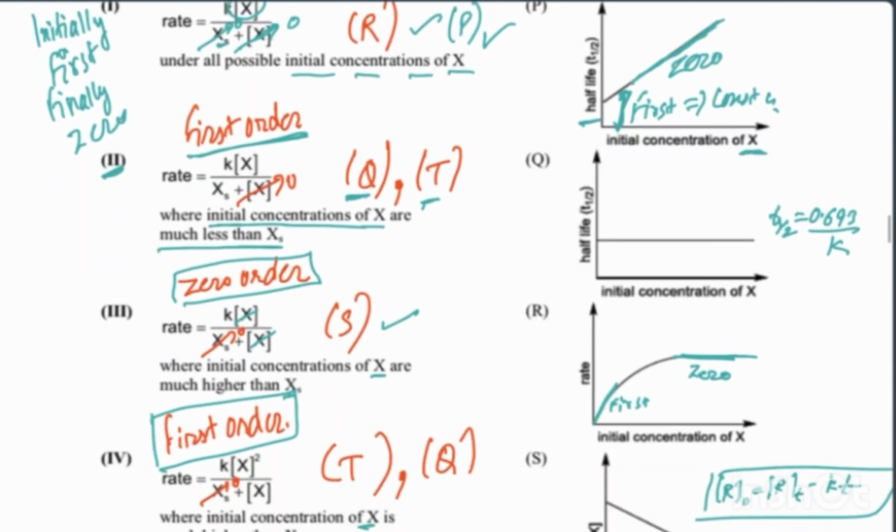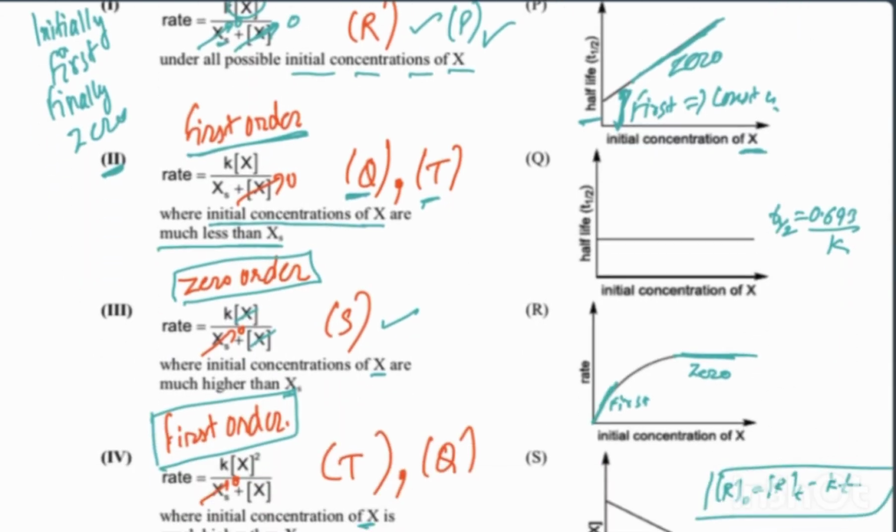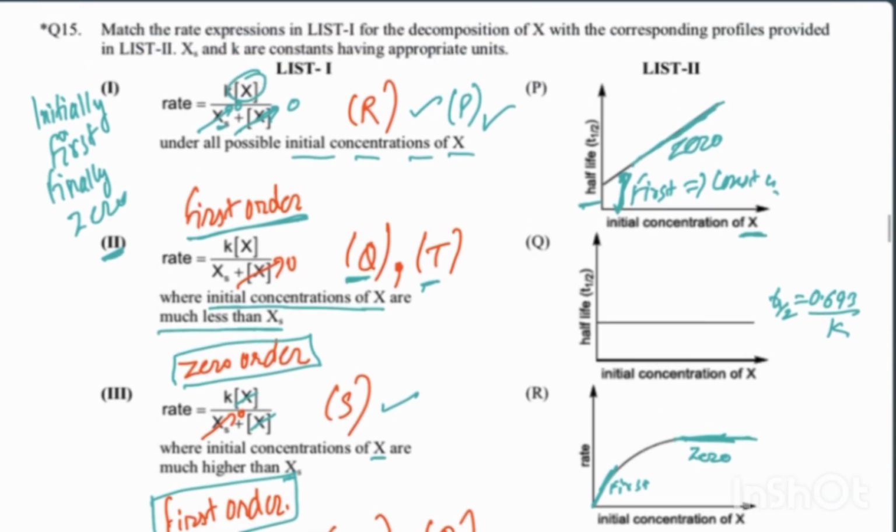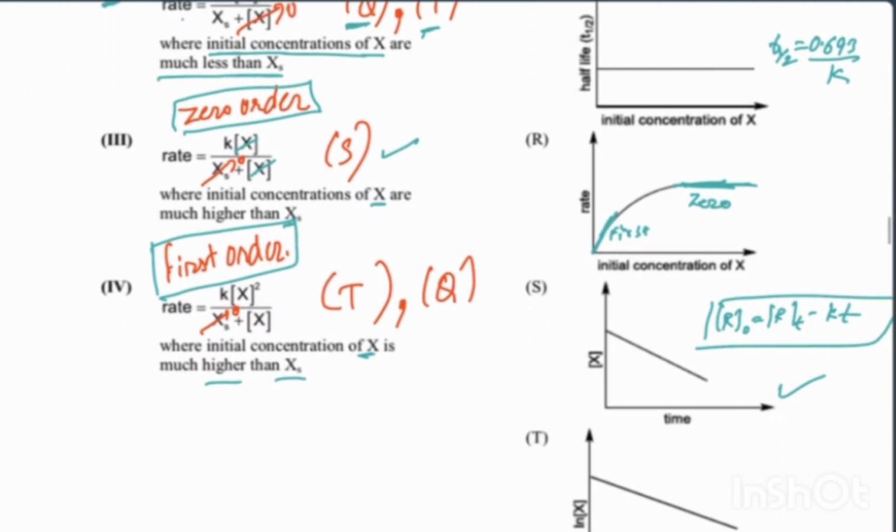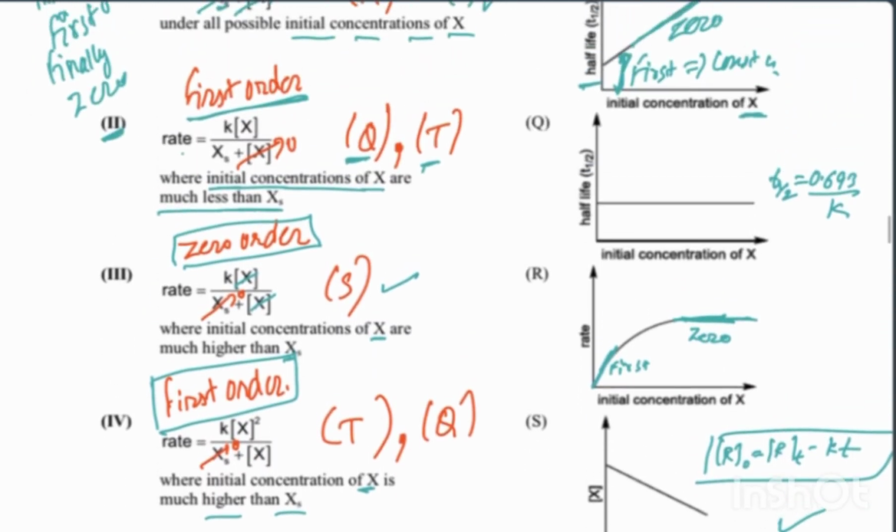Also R will match with this, because initially it is first order and after some time it will behave as zero order. So P and R are matching with the first, and in the second, initial concentration of x is much less than xs. That means we have to neglect this x. So the rate will be the first order rate. So Q and T, both graphs are matching with the first order. If you see here, Q and T are following the first order.